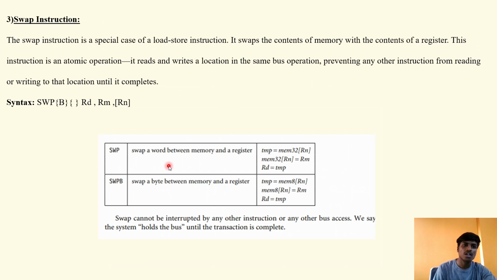The swap instruction is a special case of the load store instruction. It swaps the contents of a memory location with the contents of a register. As you know, in the field of programming, the swap instruction or swap function is used to swap two numbers. We can swap A and B by placing the value of B into A and placing the value of A into B. This process is called swapping. The swapping instruction is also performed in the ARM instruction set.